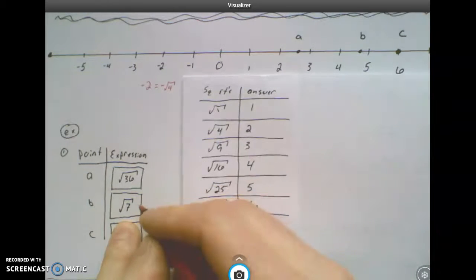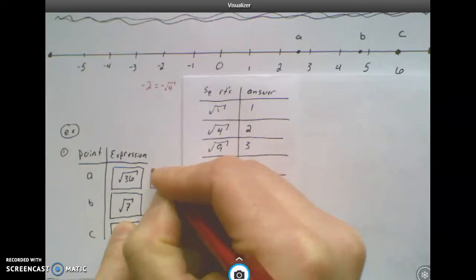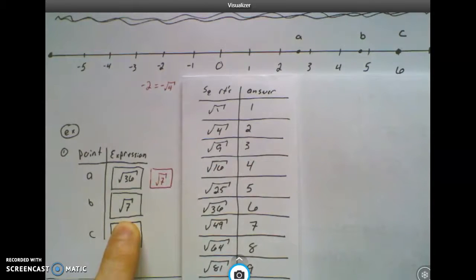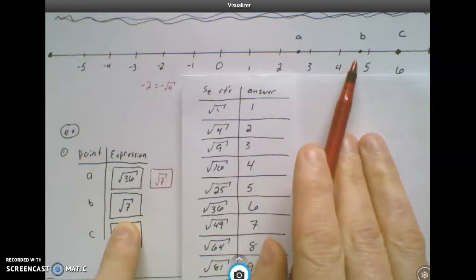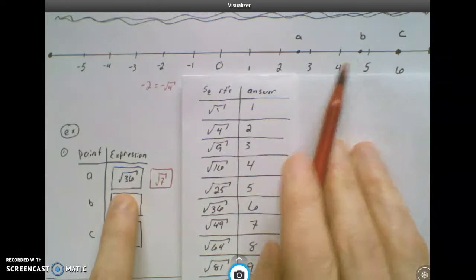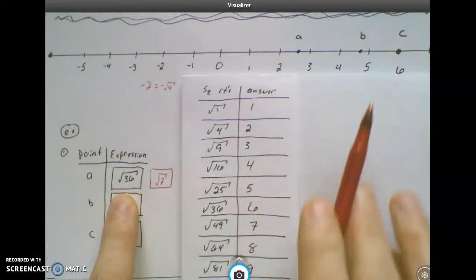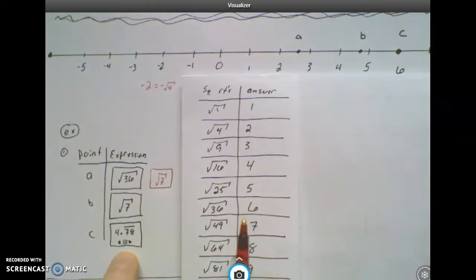So what I would do is I would just click on this and drag it to the top. Obviously, I can't drag mine around, so I'll just put the square root of 7 on the top, right? And then B is somewhere between 4 and 5. Okay, so if I look at the square root of 36, well, the square root of 36 is actually right on 6, right? So I can see that's going to be C. Okay, so then I'm assuming it must be this one.